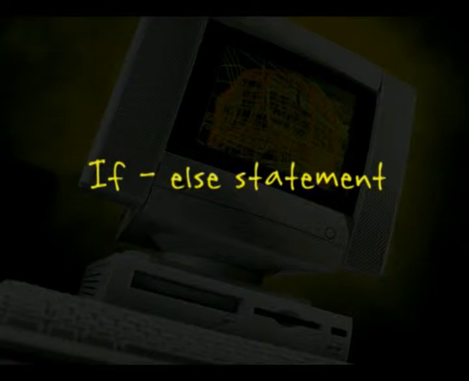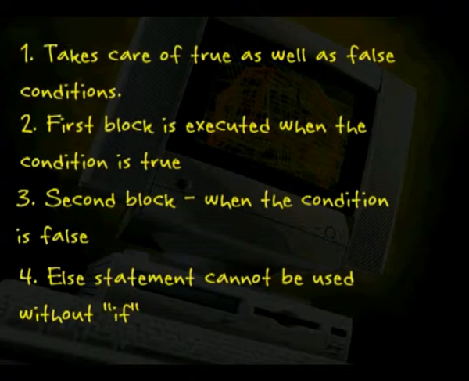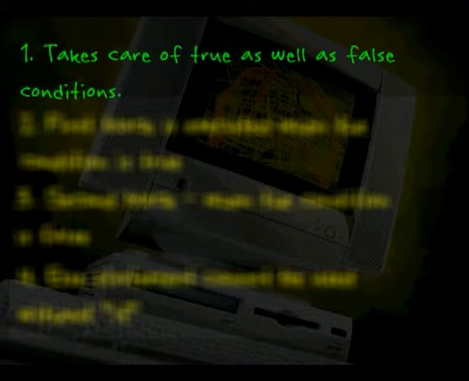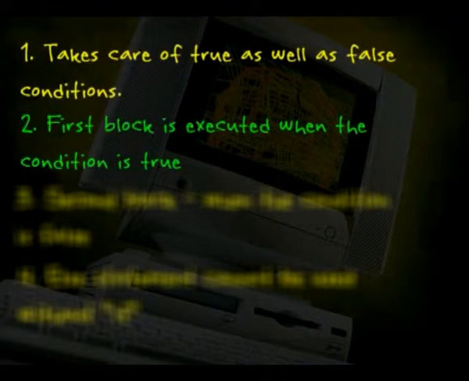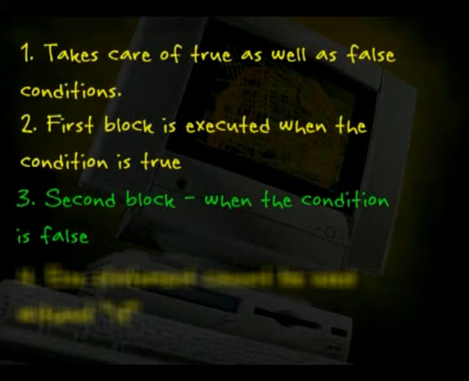If else statement. Now this takes care of true as well as false conditions. Like in the simple if statement, we had seen that if the condition is true, it executes a set of statements, and if it is false, it simply ignores the set of statements and jumps after the if block. But here this contains two blocks, one is for the true condition and the other for the false. So the first block is executed when the condition is true, and the second block is executed when the condition is false. So it handles both the situations of the condition, when it is true as well as false.